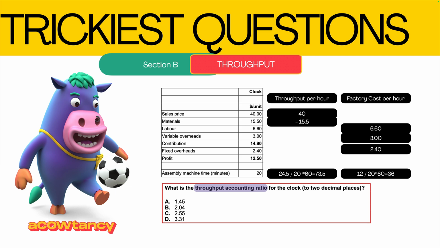So we've got the 73.5 divided by the 36. That gets us to 2.0417. The question says, what's that to 2 decimal places? 2.04. It's easy when you know how.